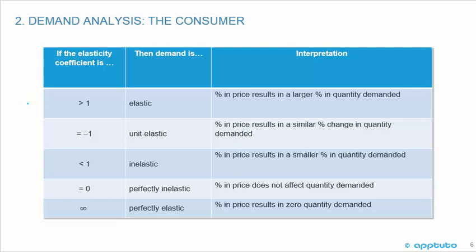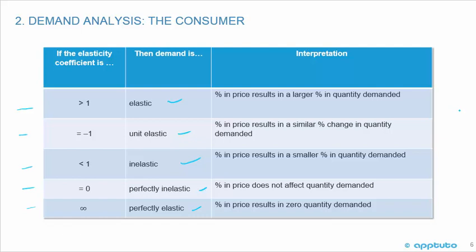So here on the first column, if the elasticity coefficient, you can see, is greater than 1, equals -1, is less than 1, equals 0, or it's infinite, then the demand, if it's greater than 1, it's elastic. If it equals -1, it's unit elastic. If it's less than 1, it's inelastic. If it equals 0, it's perfectly inelastic. And if it's infinity, it's perfectly elastic. And what here, this is the important point, is the interpretation, because that's what a multiple choice question would be based on. Most likely, least likely, okay?